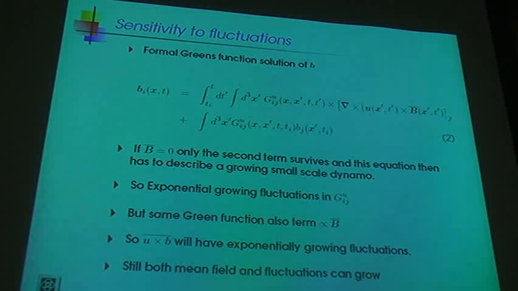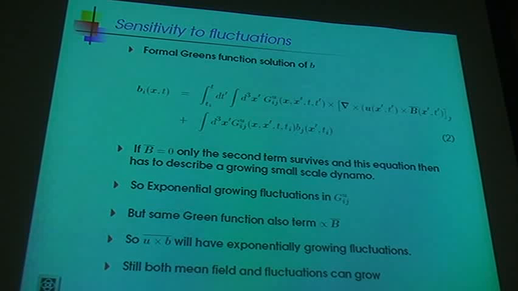But does that mean that things are all wrong with mean field dynamo theory? I don't think so, because what I've said so far is that it is quite plausible, and I've just given you two fairly idealized examples, that even in a large magnetic Reynolds number system, the mean field can do its own thing and the fluctuations can do their own thing.